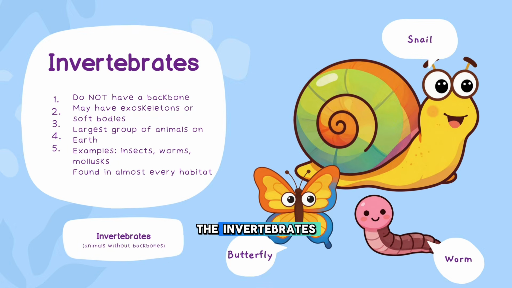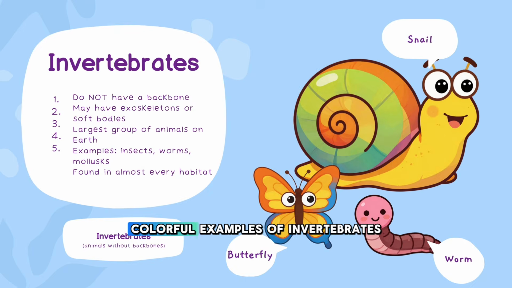Now, let's move to our second major group, the invertebrates. Invertebrates are animals that do not have a backbone. Some have an exoskeleton, while others have soft bodies. Examples include insects, worms, and mollusks. Invertebrates can be found in almost every habitat, and they make up the largest group of animals on Earth. So remember, no backbone, and that's invertebrate.